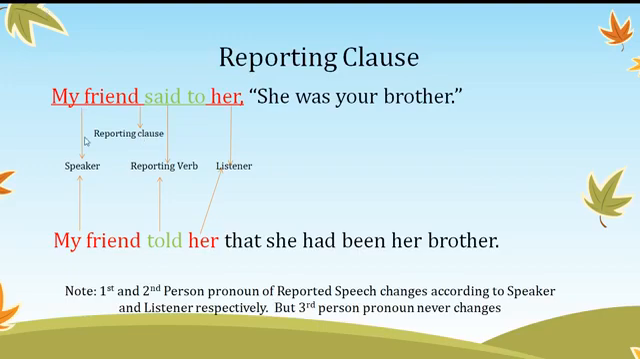Look here. "My friend" is the speaker, and "said to" is the reporting verb. "Her" is the listener. These three things consist in the reporting clause: speaker, reporting verb, and the listener. Don't forget about it. Thus, it is called the reporting clause. And "she was your brother" is the reported speech, because that is inside the inverted comma. Then this is called the direct speech. I have already said to you, reporting clause and reported speech are separated with a comma. Reported speech is always inside the inverted comma.